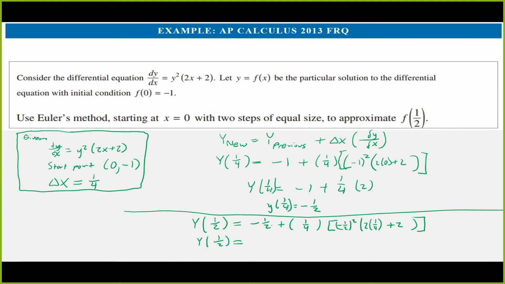So 1/2 is equal to -1/2 plus 1/4 times -1/2 squared, which is 1/4 times 2/4. So that's 1 times 1/2 plus 2. Okay, you're right. What's 1/2 plus 2 though? Oh wait, that's 5/2. 5/2, cool. I'm only doing that because I'm running out of space.